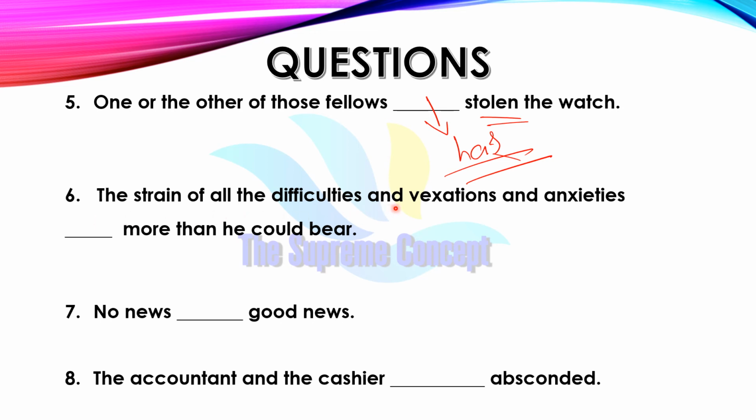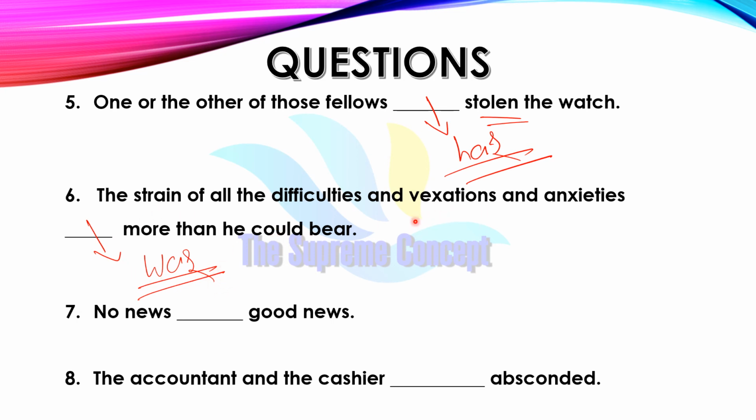The strain of all the difficulties and vexations and anxieties dash more than he could bear. Now give it a pause and mark your answer. Write down whatever comes to your mind, that you think will suit this question. Right. So here our answer will be was. The strain of all the difficulties, vexations and anxieties. Here we are saying strain. Strain means tension or stress of all the difficulties, vexations, anxieties. I know these things are plural, but we are considering the strain here. So the strain is singular. For that reason, we used the singular verb form was.